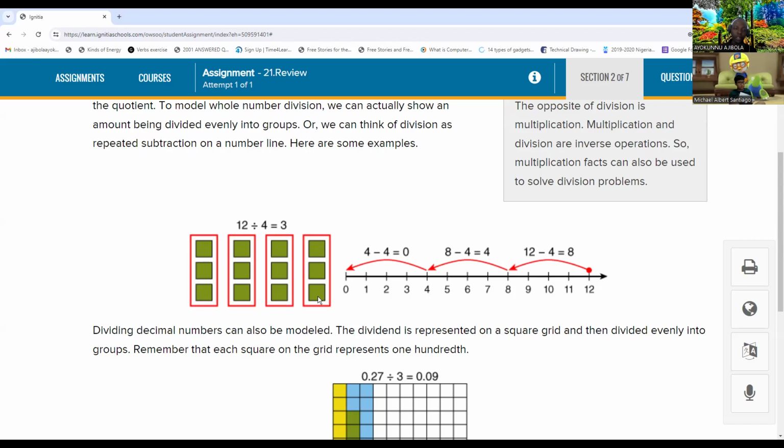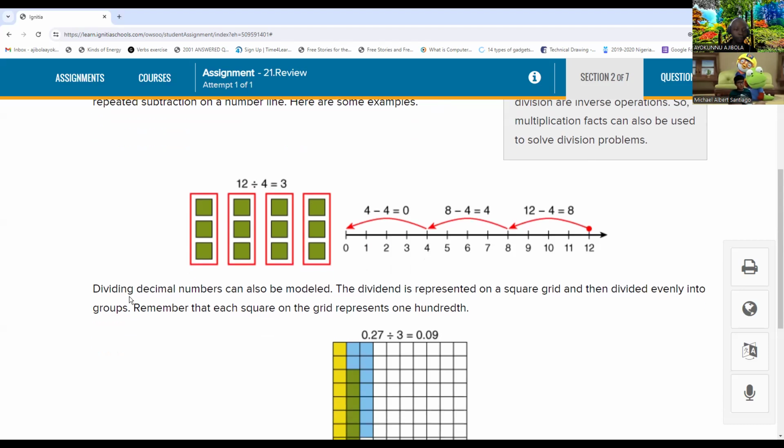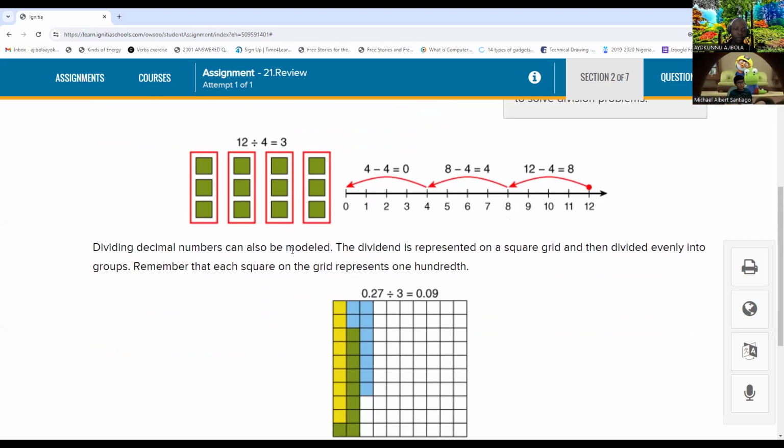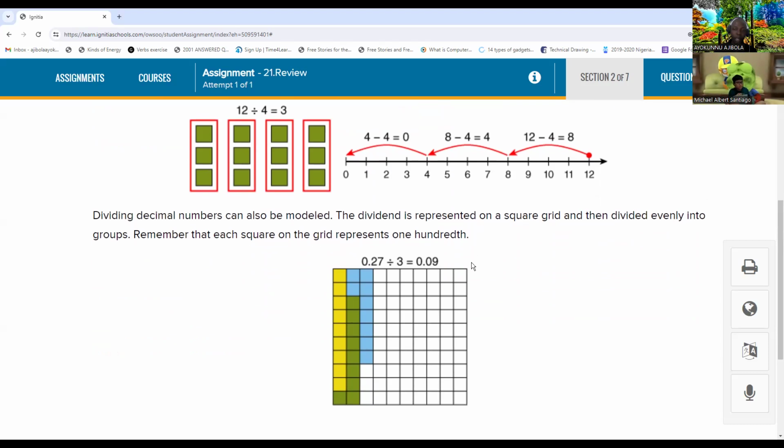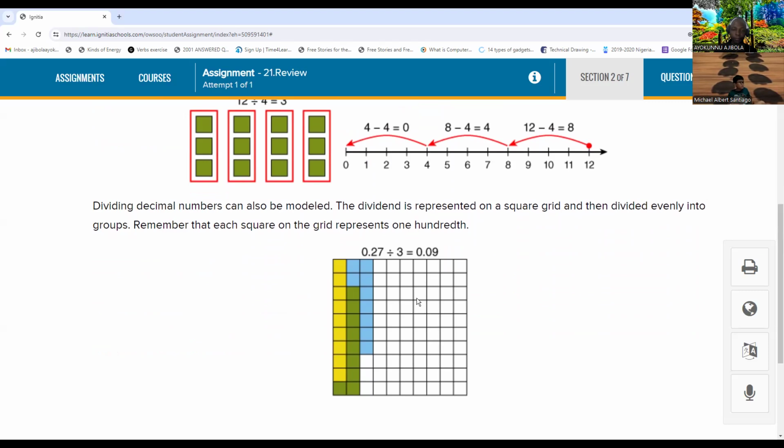So nothing is left. Then each group has 3 elements. Dividing decimal numbers can also be modeled. The dividend is represented on a square grid and then divided evenly into groups. Remember that each square on the grid represents 1 out of 100, okay? So look at this.